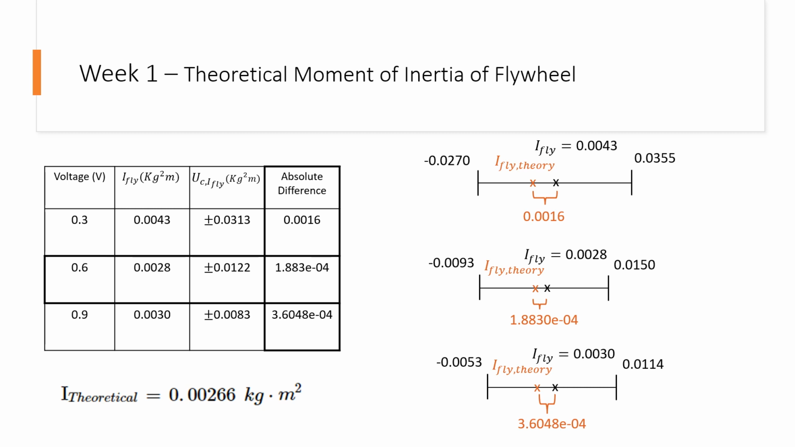All theoretical I fly values fall within bound, and an absolute difference was calculated to illustrate the most representative flywheel inertia value. In this case, the I fly of 0.0028 corresponding to the 0.6 volt setting is the closest value to the theoretical.